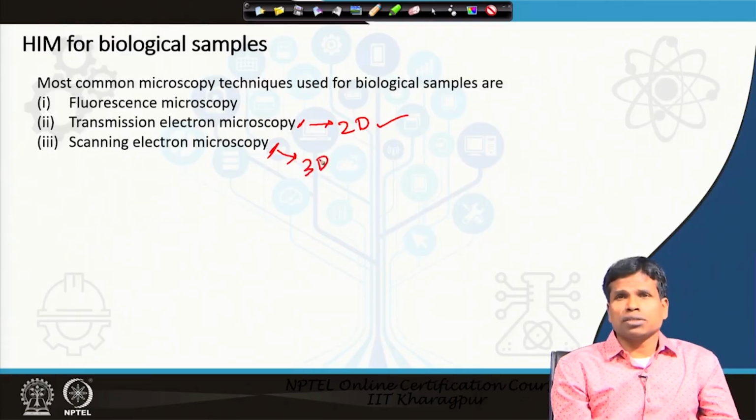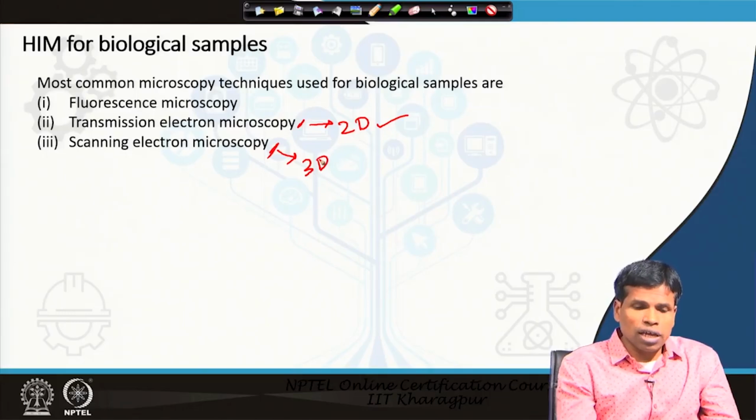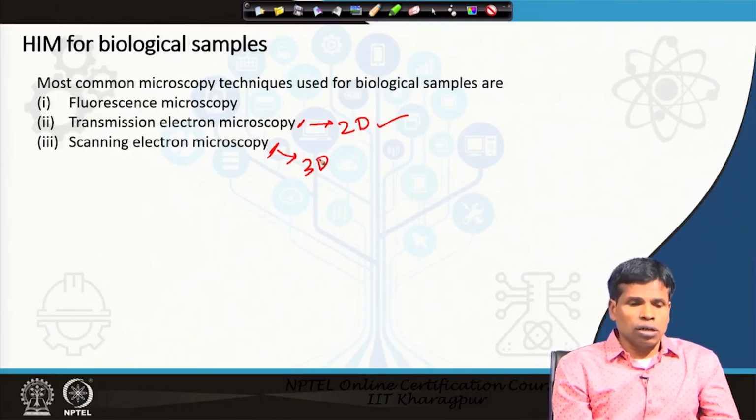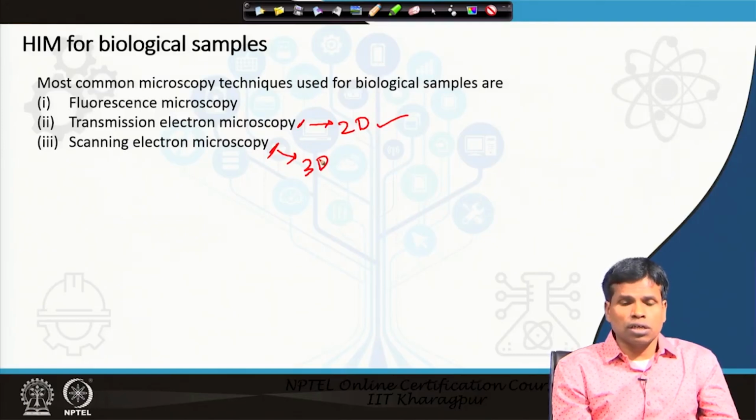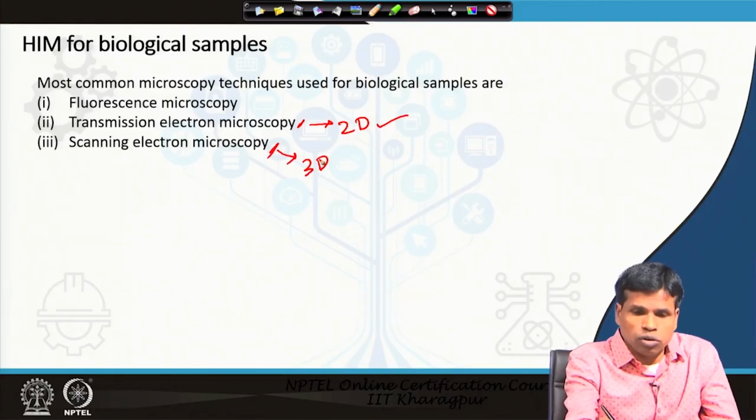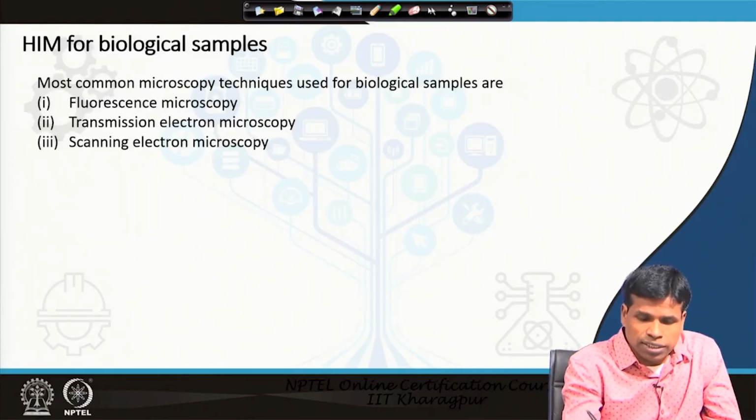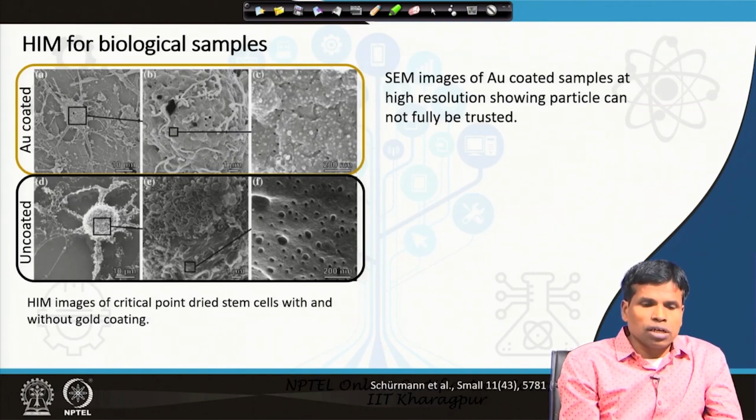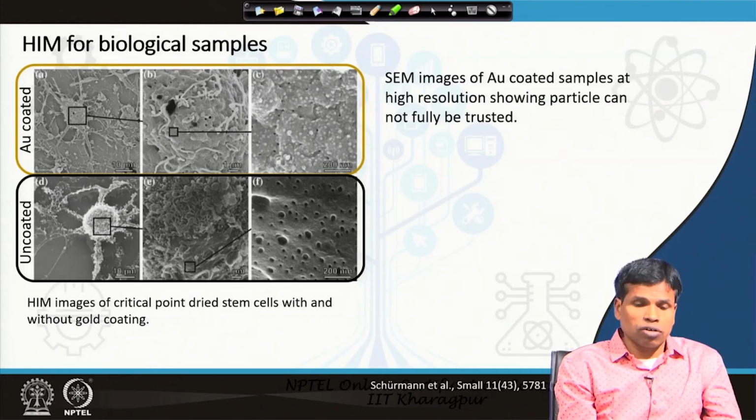but most biological samples are insulating in nature. As they are insulating, the sample must be coated with a conducting metal to avoid charging. As a metal coating is provided on the biological sample, it would not provide the accurate or precise surface morphology of the sample, because, as we can see here, I have one example of the difference between when metal coating is made and when it is not made.